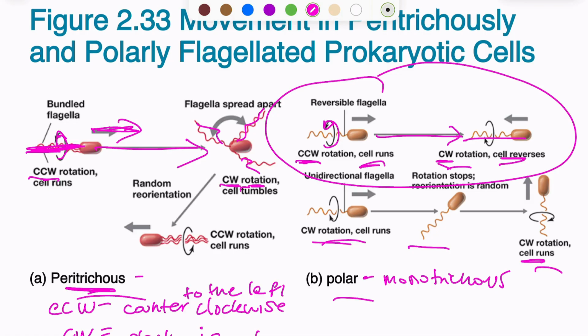Okay, so there's kind of two ways that the flagella can rotate, but I just want you to know the reversible flagella and its relation to peritrichous. For peritrichous, the run movement is counterclockwise rotation, and reversing, so it goes backwards, happens if the flagella goes the other way, and then clockwise rotation is a tumble. Okay.